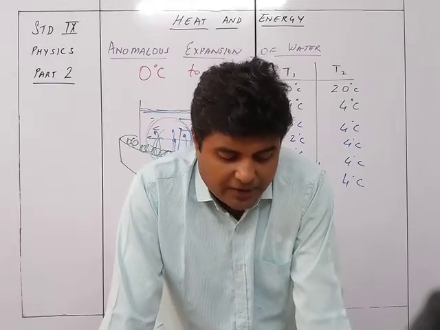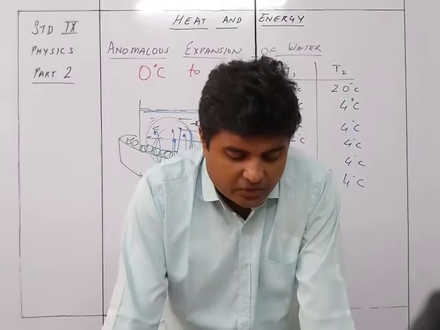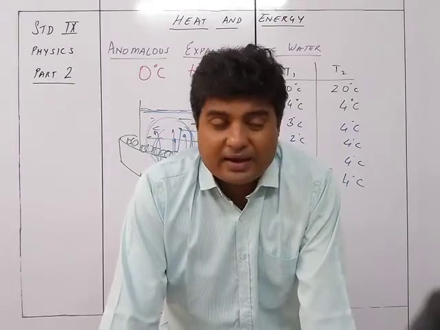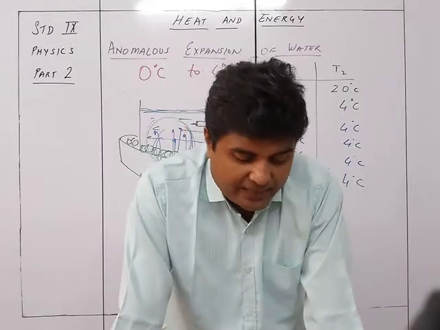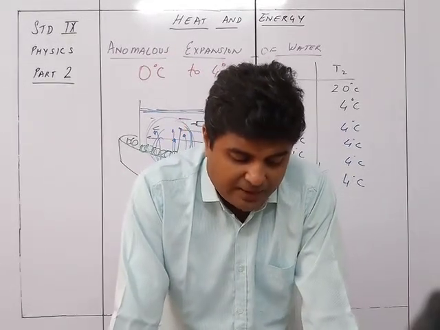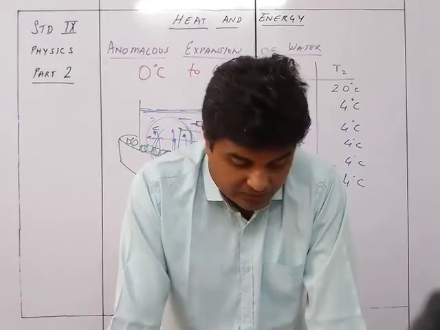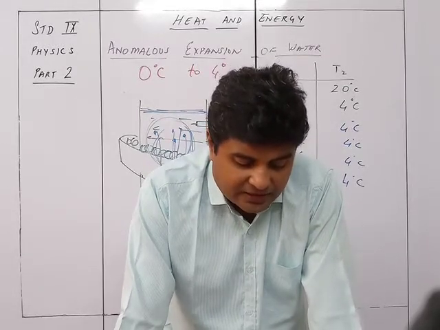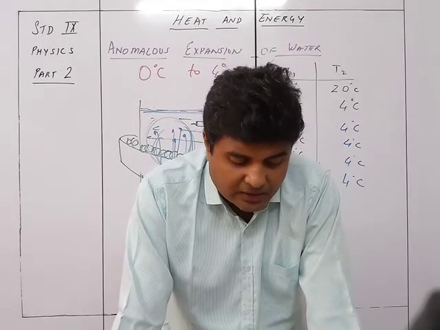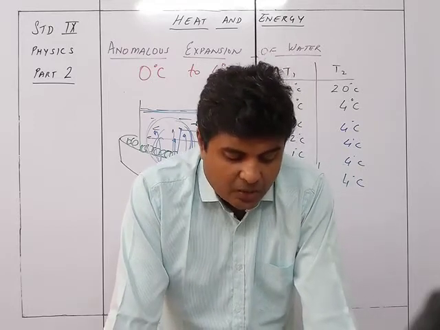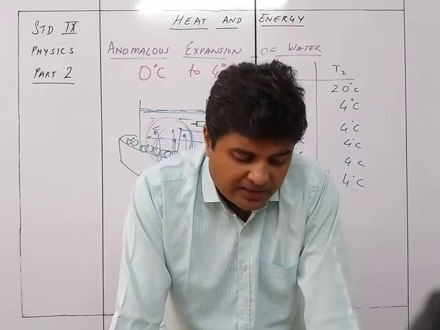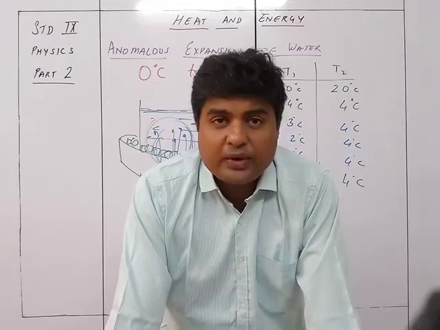The temperature recorded by both the thermometers is observed at regular intervals of time. Observations. First, initially, both the temperatures T1 and T2 show the same temperature, that is room temperature. Second, first the temperature recorded by the lower thermometer T2 starts decreasing. Finally, it becomes steady at 4 degrees Celsius, while the temperature recorded in the upper thermometer T1 remains almost unchanged during this time.